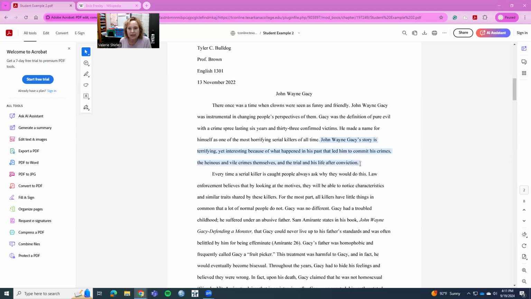Here is his thesis statement. John Wayne Gacy's story is terrifying, yet interesting because of what happened in his past that led him to commit his crimes, the heinous and vile crimes themselves, and the trial and his life after conviction. Three sections that will be discussed throughout the paper.